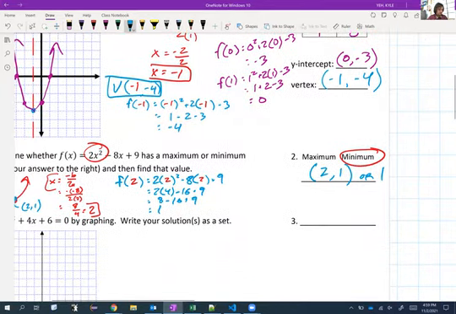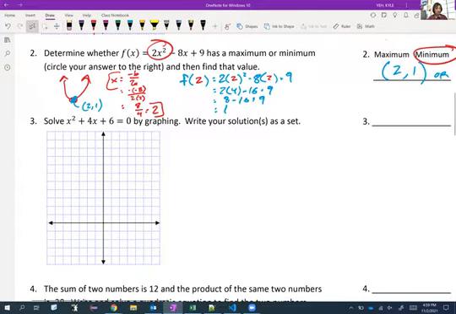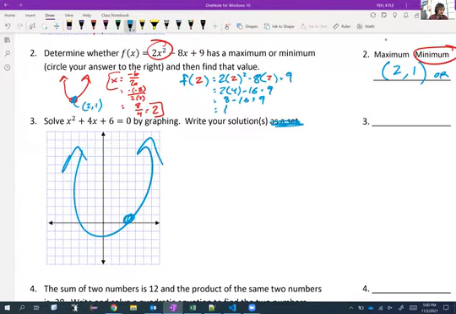All right, number 3 was kind of the final problem on here that had to do with graphing. It says solve by graphing, write your solutions as a set. And we haven't necessarily talked about the set as much, so we won't worry too much about that. But remember, the solutions are wherever we hit the x-axis. So if we can graph it and find out where we hit the x-axis, we're in business. So again, this is a graphing problem.